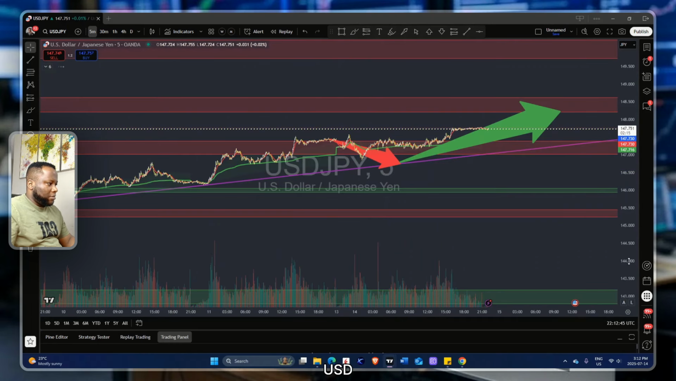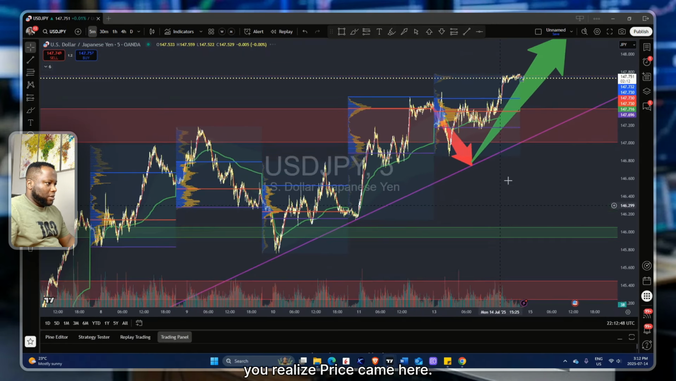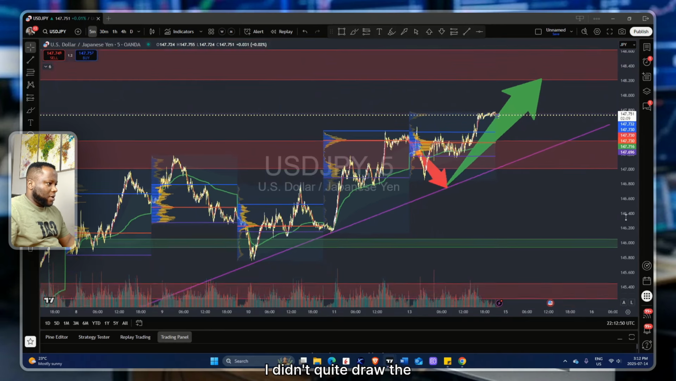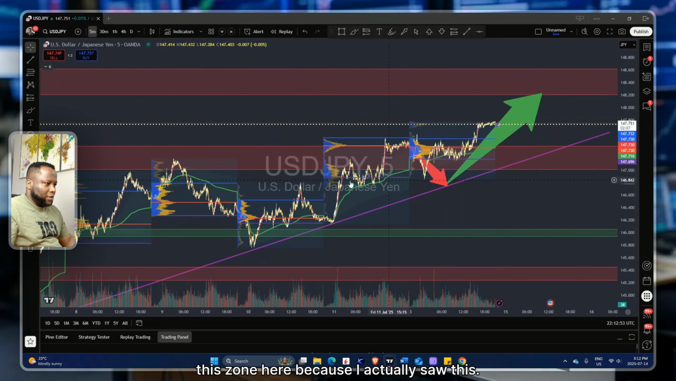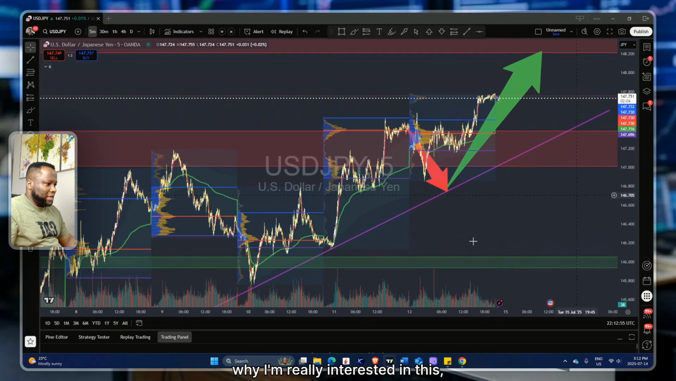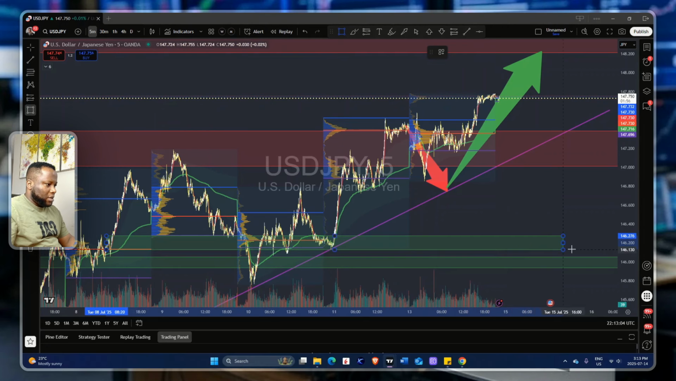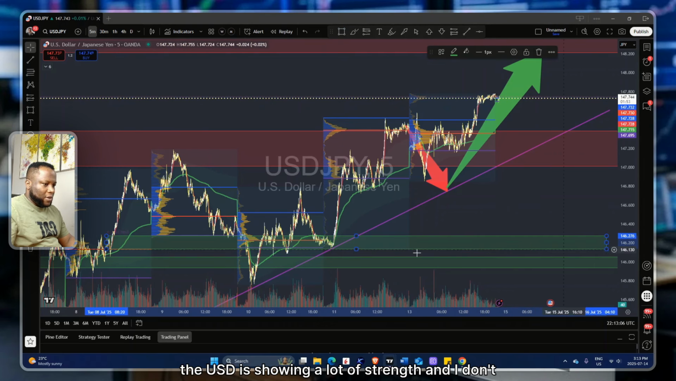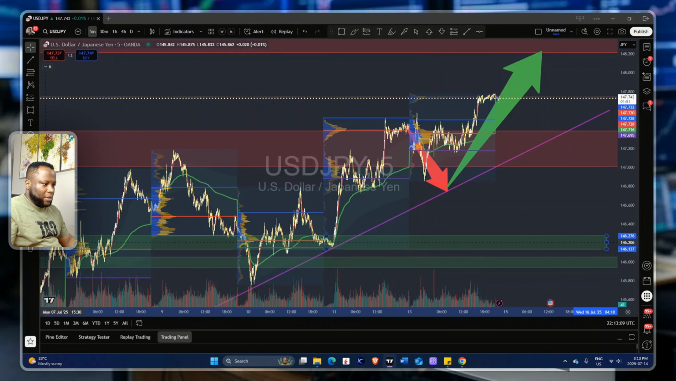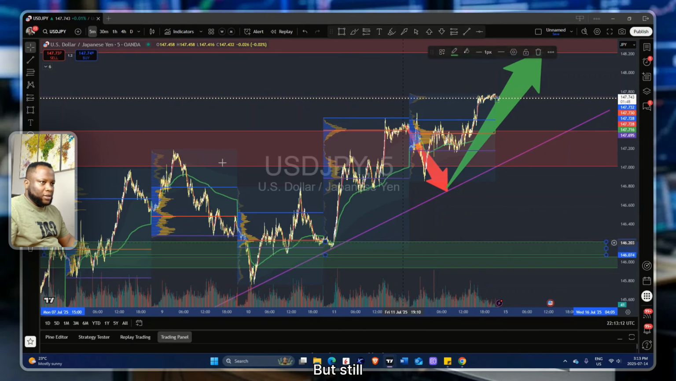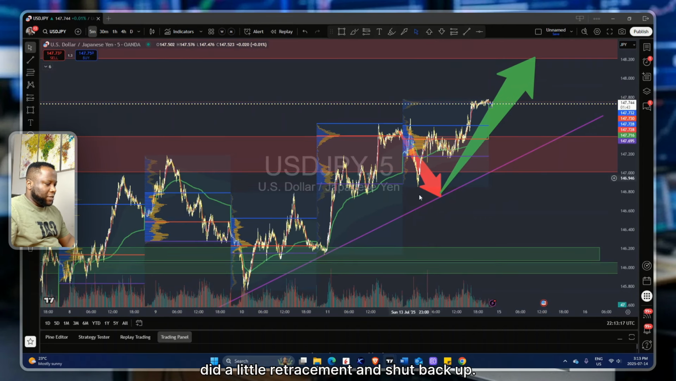If you look at this USD yen, you realize price came here. I didn't quite draw this zone here, but what I'm really interested in is this demand area here. This area is where there's a greater demand. This may not happen for quite a while because the USD is showing a lot of strength, and I don't think it's going to follow it all the way down here to recoup these orders. But still, if you look at this, you realize price did a little retracement and shot back up. Consolidation created some kind of support area. So I'm looking at this closely.